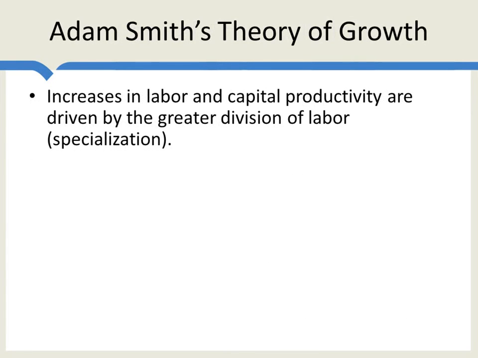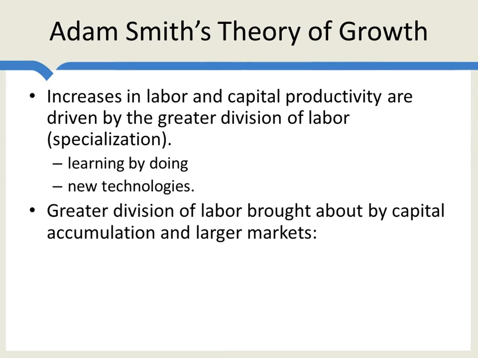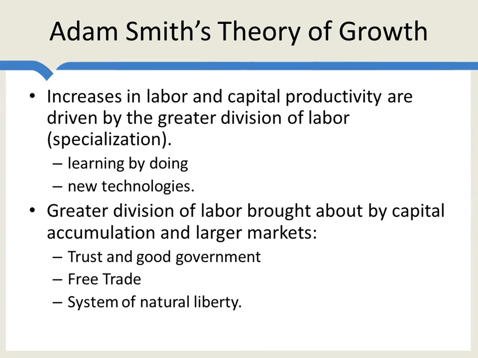To summarize, Smith argued that increases in labor and capital productivity were driven by the greater division of labor, by specialization, in particular by learning by doing and by investment in new technologies. The greater division of labor was brought about by increases in capital accumulation and by larger markets, both of which had a policy component, a policy lever. Namely, increases in trust and good government could get you more capital accumulation and larger markets. Similarly, good was a policy of free trade and promoting the system of natural liberty.